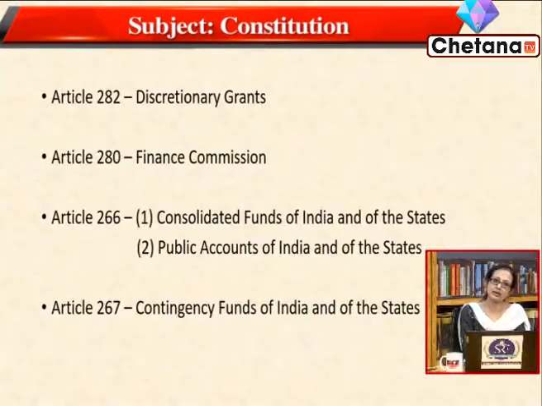Now students, come to the next zone under this topic, public funds. Let's see what they are. In India, there are 3 types of public funds. They are consolidated funds, then contingency funds, and public accounts funds of India and of the states. 2 articles deal with these 3 types of funds. These 2 articles are Article 266 and 267.